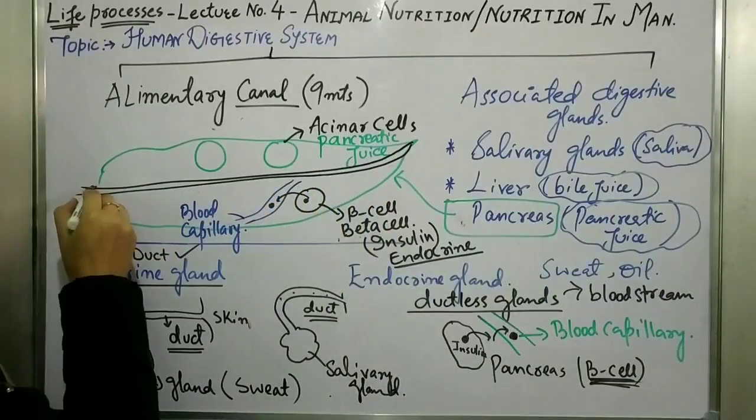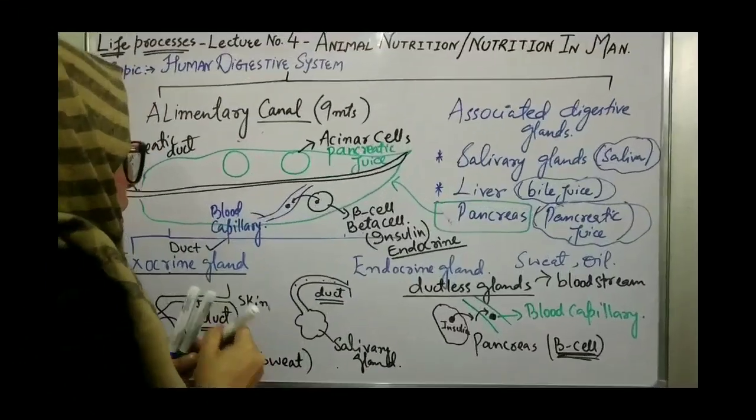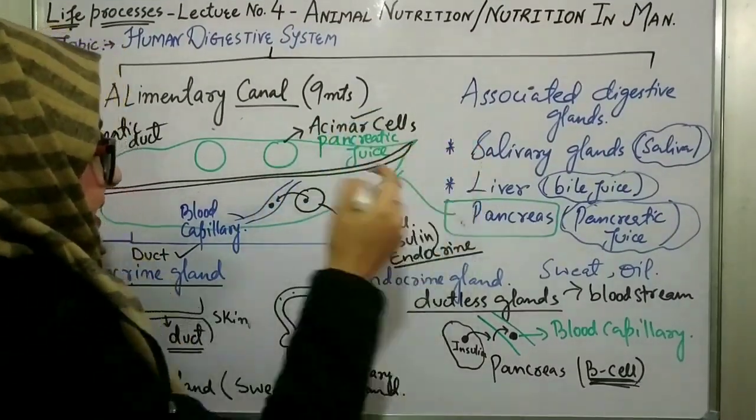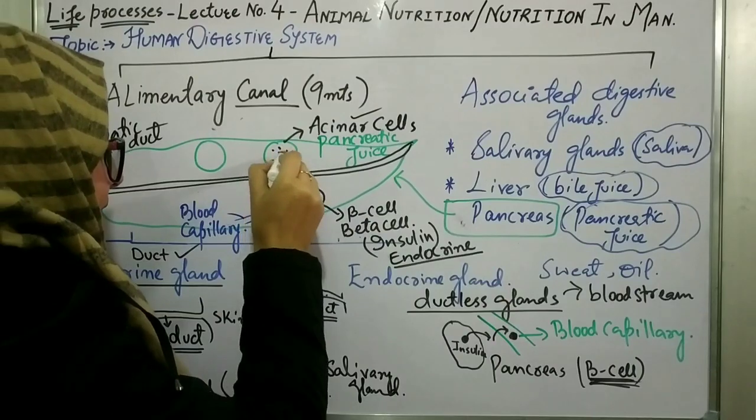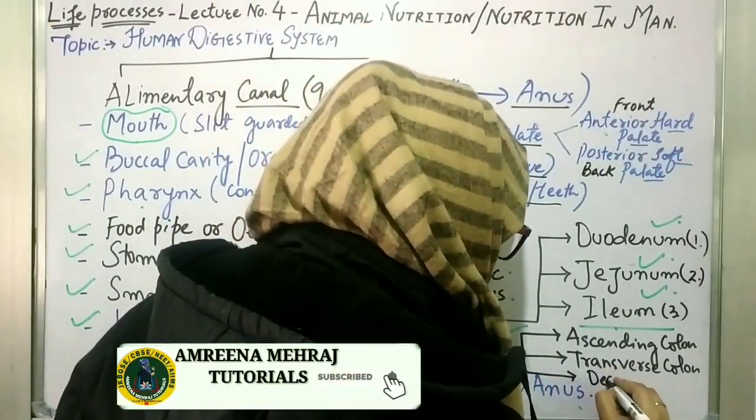This is a long duct which is called pancreatic duct. So these cells, acinar cells, produce pancreatic juice. Then you will find out the descending colon.